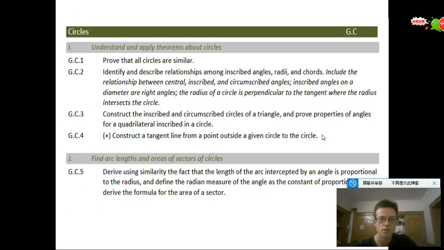Now, if you want a little bit more detail, these are the detailed standards related to circles. Number 1, prove that all circles are similar. Number 2, identify and describe relationships among inscribed angles, radii, and chords, etc. Number 3, construct the inscribed and circumscribed circles of a triangle. Number 4, construct a tangent line from a point outside a given circle to the circle. Number 5, derive using similarity the fact that the length of the arc intercepted by an angle is proportional to the radius. And I'll explain what that means as well.